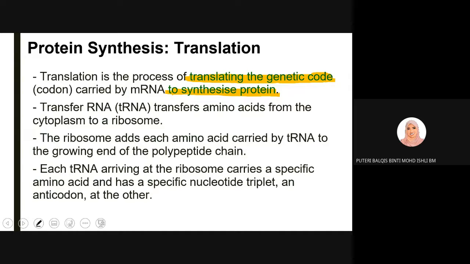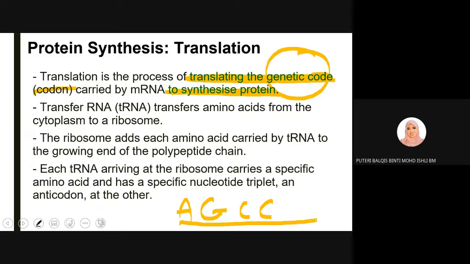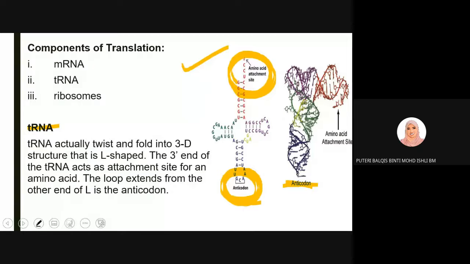So I'm going to translate something that I don't know into something that gives meaning, that carries a meaning. It is the same with protein synthesis translation. Translation is the process of translating the genetic code. We want to translate the genetic code, which is the codon from before, those letters A, G, C, C, C, C, into protein. And in order to do that, we need three things. We need mRNA, tRNA, and ribosome.